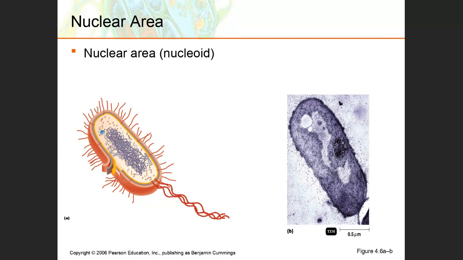Now, there is no nucleus inside of a prokaryotic cell, but the chromosome does tend to be concentrated in one particular region. And so they sometimes call that the nuclear area or the nucleoid, but there is no nuclear membrane. It's just that the chromosome does tend to be concentrated within a region inside of the prokaryotic cell.